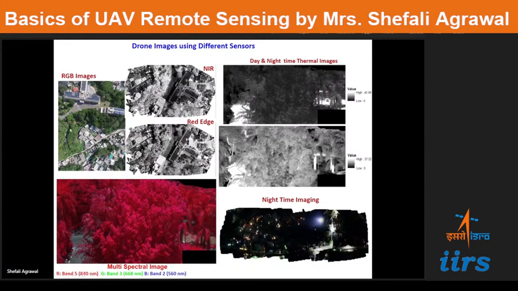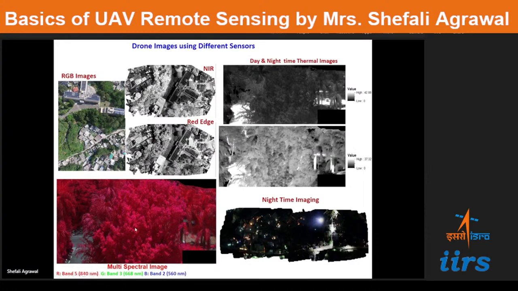This is from an RGB camera. This is from our campus. This is with the multispectral camera. I haven't put all bands, but this is with the near infrared band, red edge band. This is with the thermal camera, which is there. This is an FCC with a multispectral camera. This is a single band image with the multispectral camera.